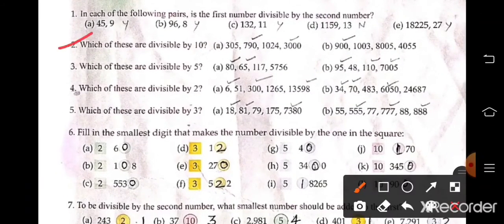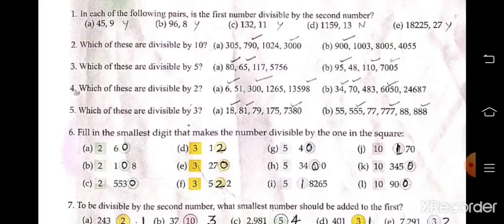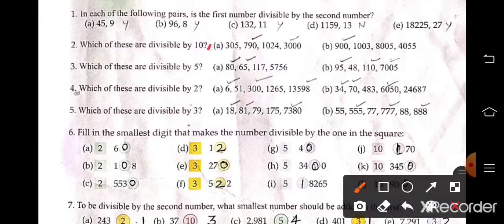Now question number 2: which of these are divisible by 10? We know numbers that end in 0 are divisible by 10. So here in A part, 790 and 3000 are divisible by 10, and in B part only 900 is divisible by 10, because those numbers end in 0.